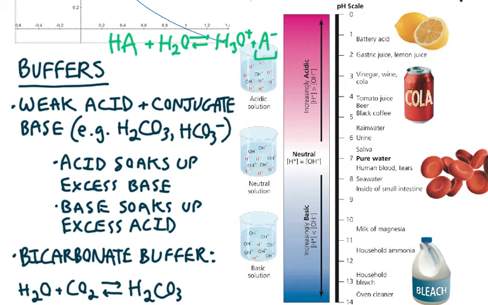That just means that they're only different by one proton. And vice versa, if we write it like A minus plus H2O is in equilibrium with HA and OH minus, then HA is the conjugate acid of A minus. So whenever you have an acid, it's in equilibrium with its conjugate base, and whenever you have a base, it's in equilibrium with its conjugate acid.